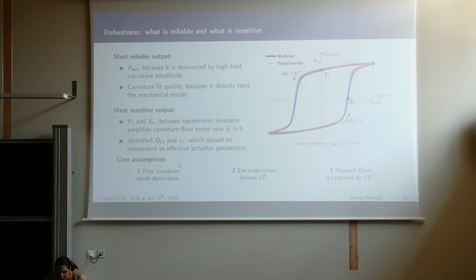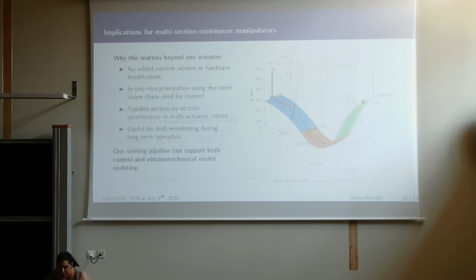And the core assumptions were that only the first mode of curvature was considered. And we assume that electrostriction follows this model, proportional to the square of polarization. And similarly, the Maxwell effect is captured with a relationship that is proportional to the square of the electric field.